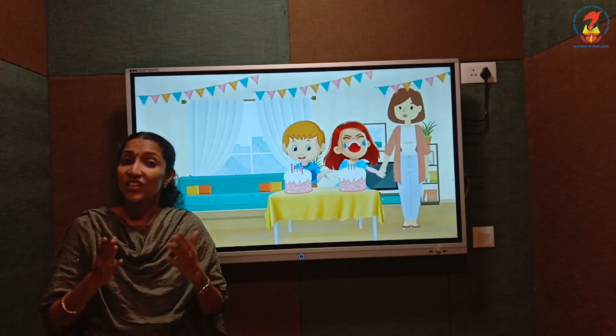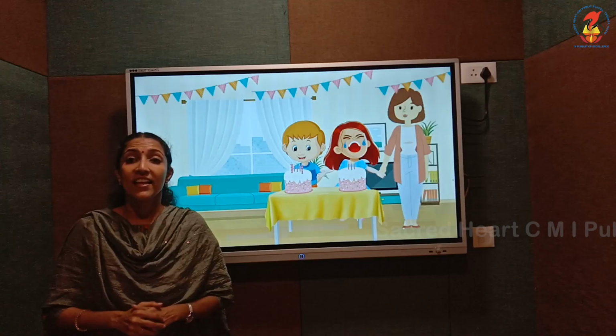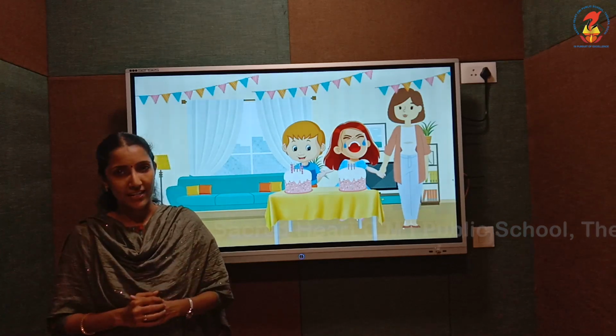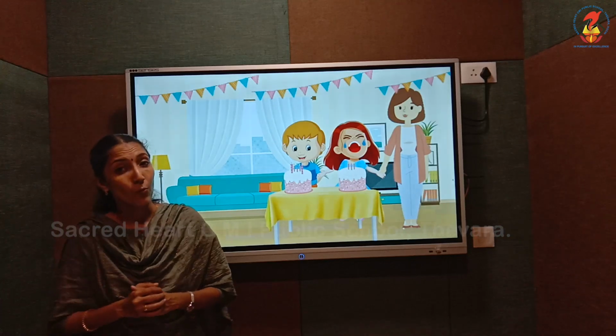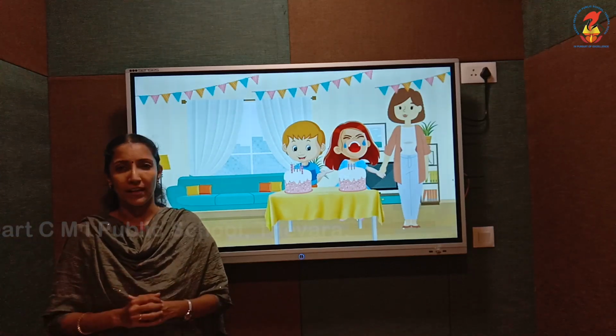Seeing the cake, Jill started to cry. Do you know why? It was because Jack's cake had more number of candles than her cake. Seeing this, their mother put the same number of candles on both the cakes. After the cake cutting, they went to play, but soon they started to complain.